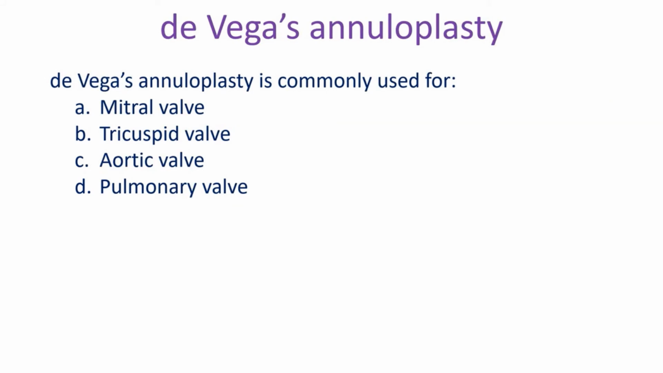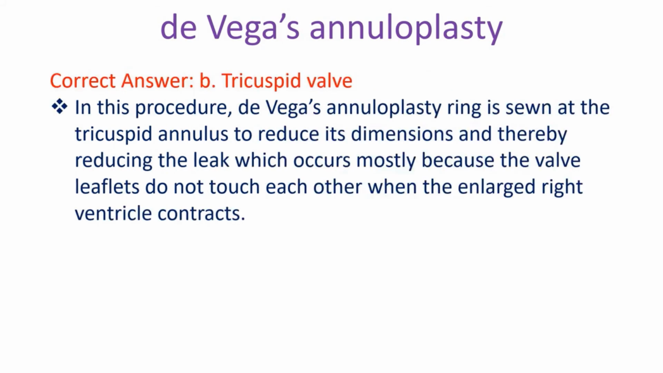De Vega's annuloplasty is commonly used for: A. Mitral valve, B. Tricuspid valve, C. Aortic valve, D. Pulmonary valve. Correct answer: B. Tricuspid valve. In this procedure, De Vega's annuloplasty ring is sewn at the tricuspid annulus to reduce its dimensions, thereby reducing the leak, which occurs mostly because the valve leaflets do not touch each other when the enlarged right ventricle contracts.